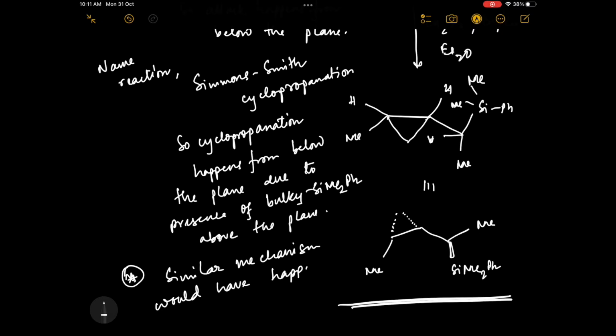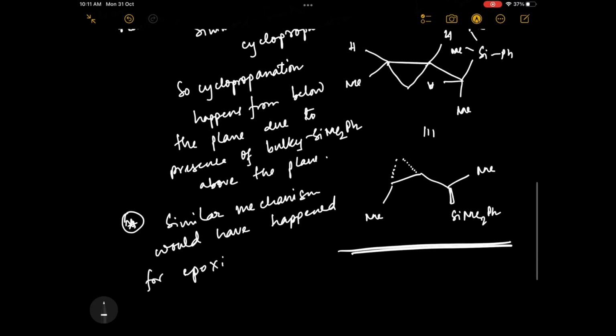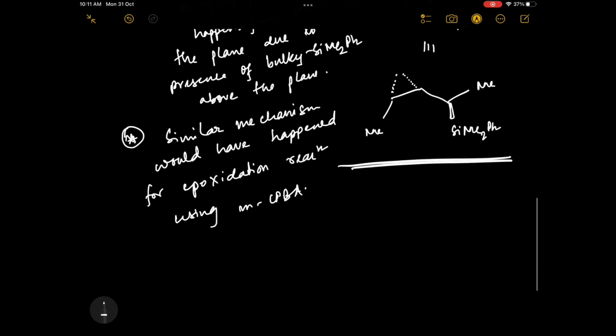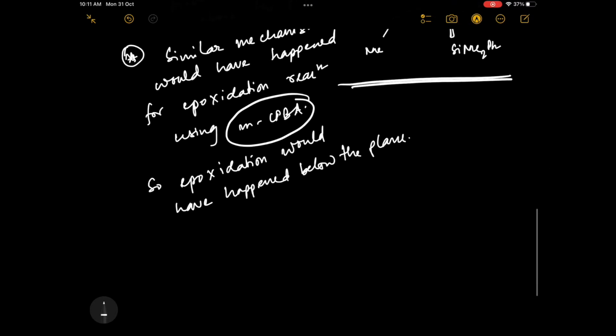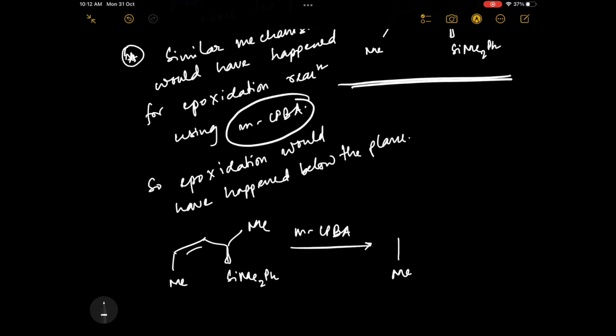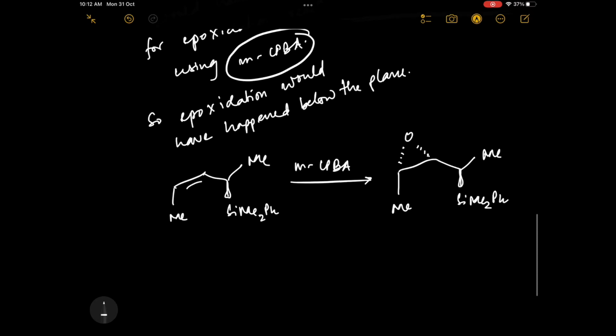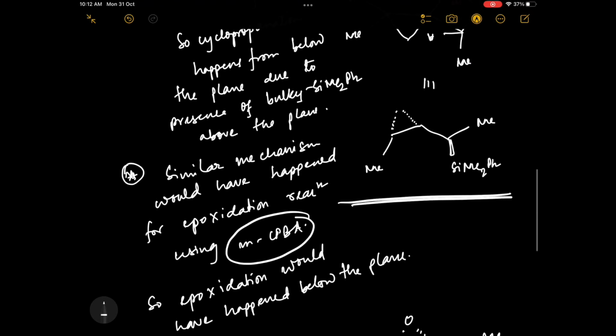We will not see the mechanism, but if MCPBA was given, which is metachloroperbenzoic acid, which facilitates the epoxidation reaction, then we will see that in the case of using MCPBA, the epoxide, that is the three-membered oxide ring, will also form below the plane. This is a similar type of reaction, and I don't know if you know about the Clayden book. Please follow an organic chemistry book which is very good, by the authors Clayden, Greeves, Warren. Those are the authors of that book. That book also covers this reaction, the MCPBA reaction, in quite some detail.